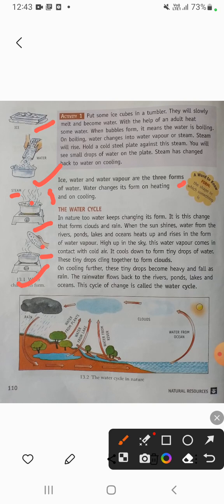It means water keeps changing its form, and this cycle of change from one form to another goes on in nature. Now let us read more about it. We are going to discuss the water cycle, a new topic, and this is the most important topic in this chapter. Okay?